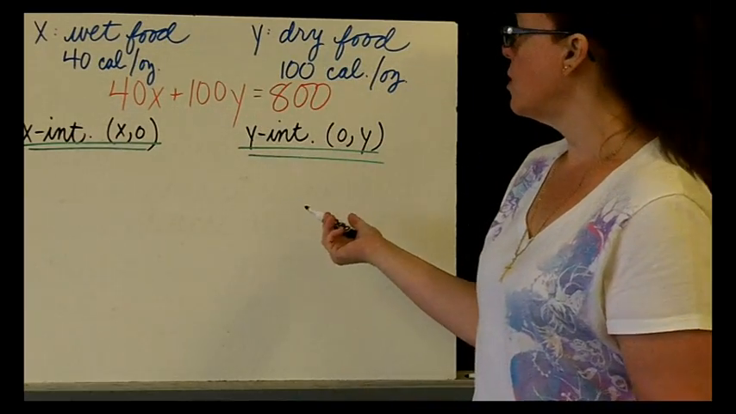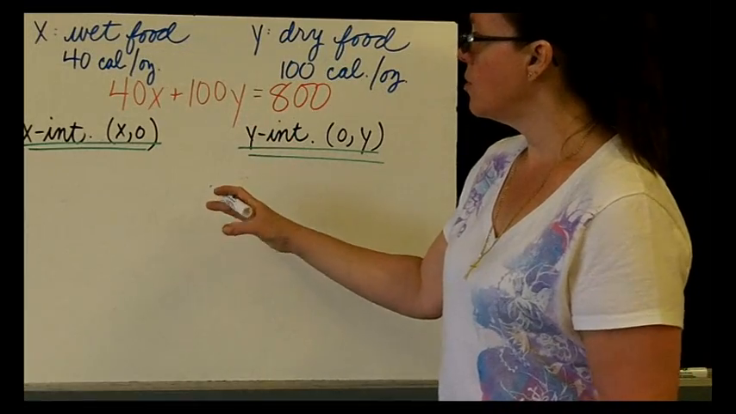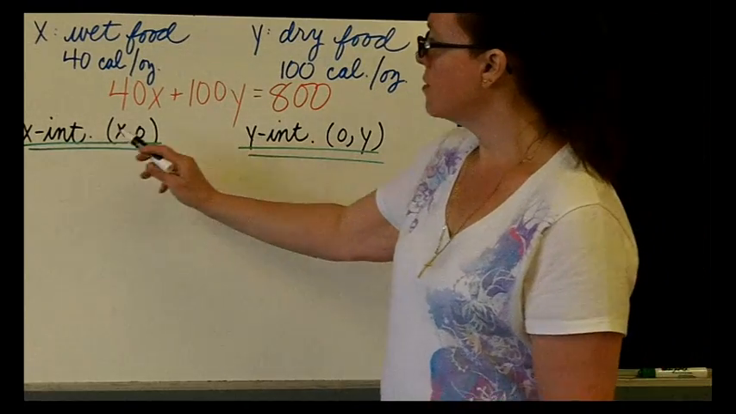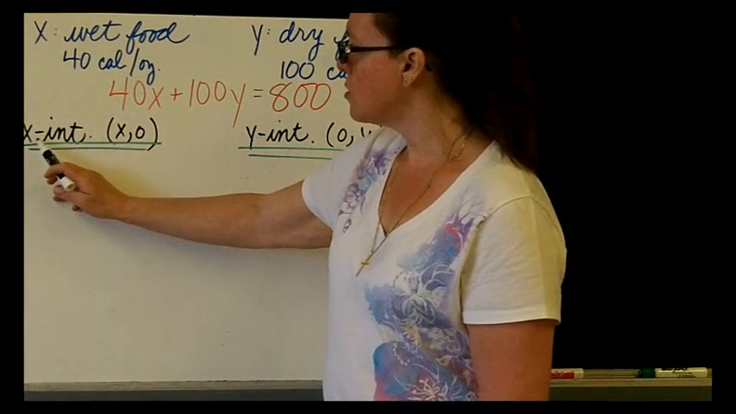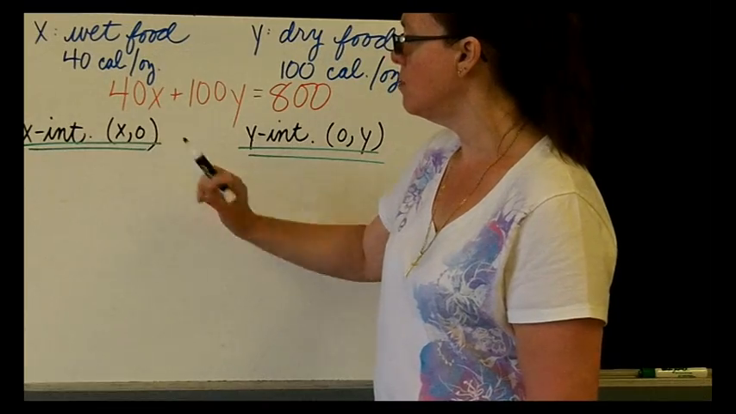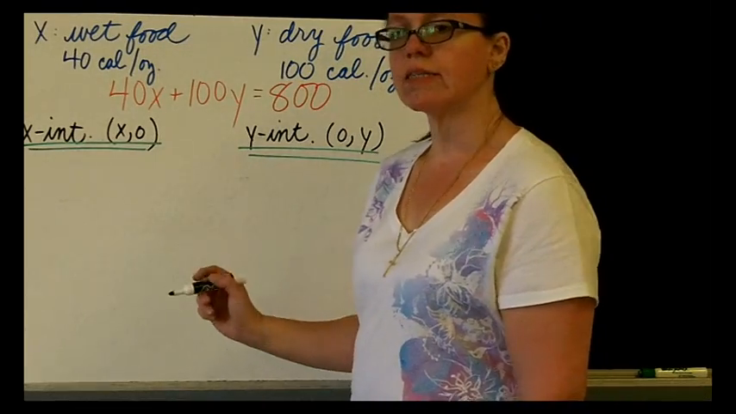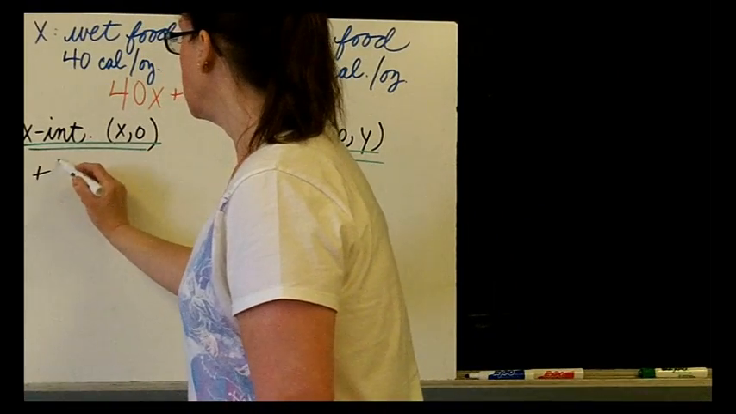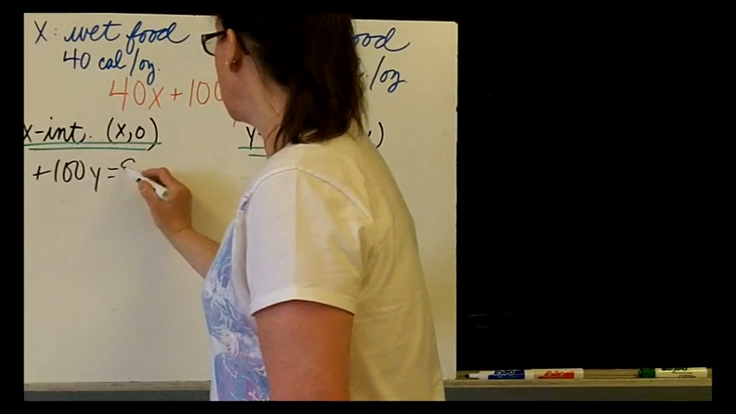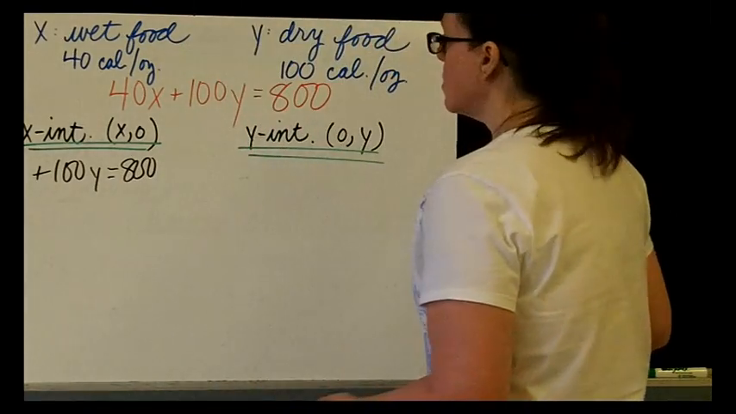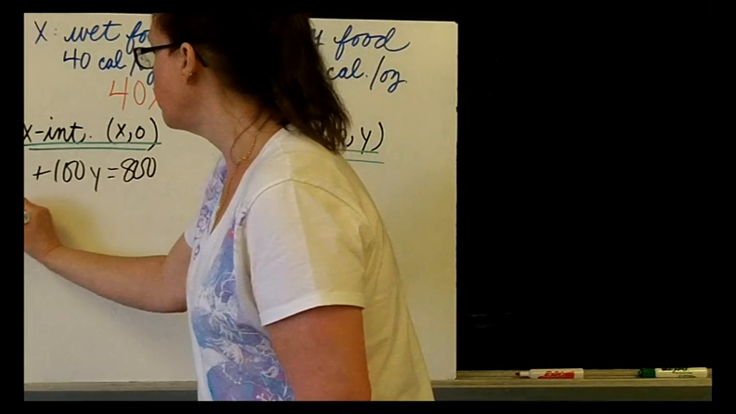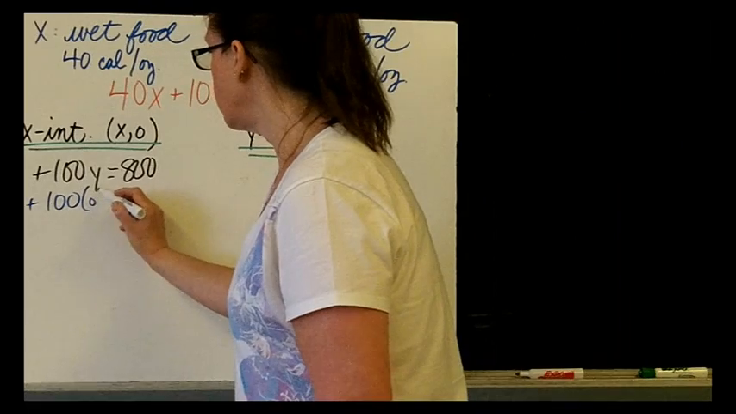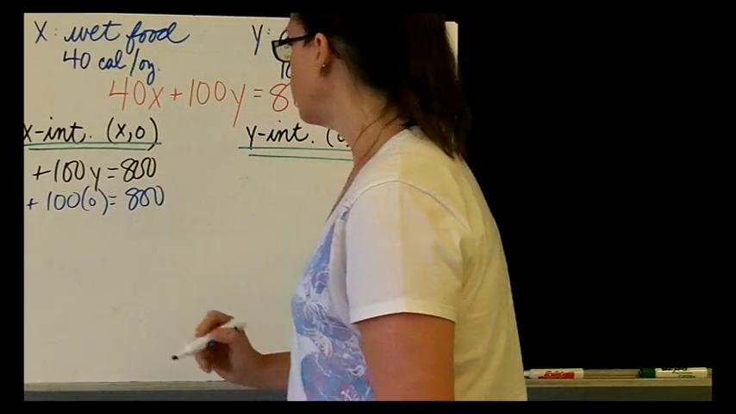And now what we're going to do is follow the steps that we learned in examples 1 and 2 to find the intercepts. So just a reminder, when we're looking for our x-intercept, it means our y is 0. So I wrote my coordinate. Our next step is to rewrite the problem. 40x plus 100y equals 800. Our next step is to substitute the y with a 0. So our 40x stays the same. 100 times 0, and this equals 800.